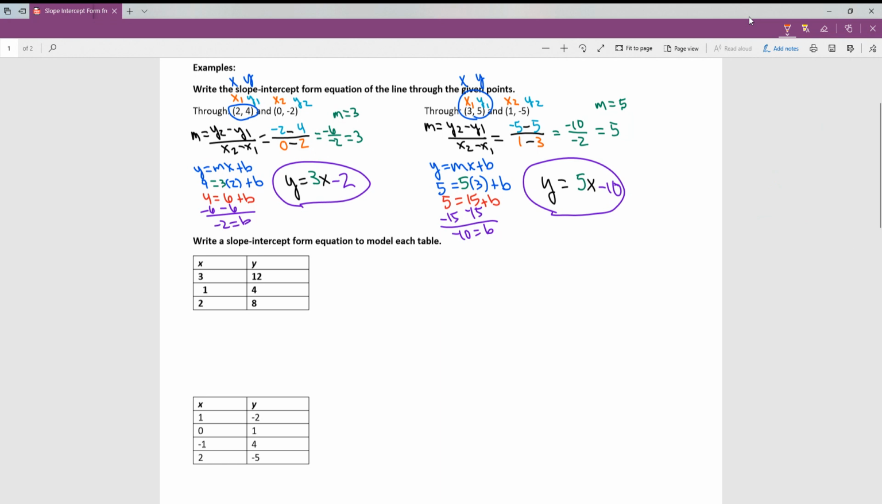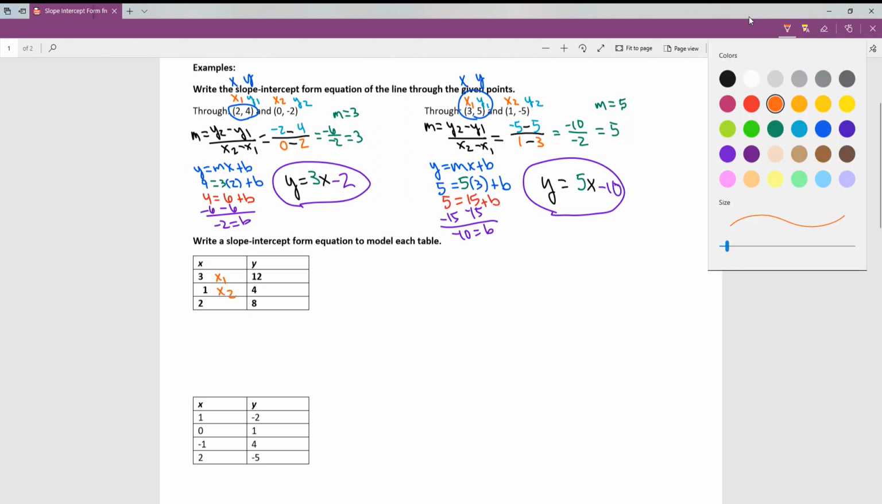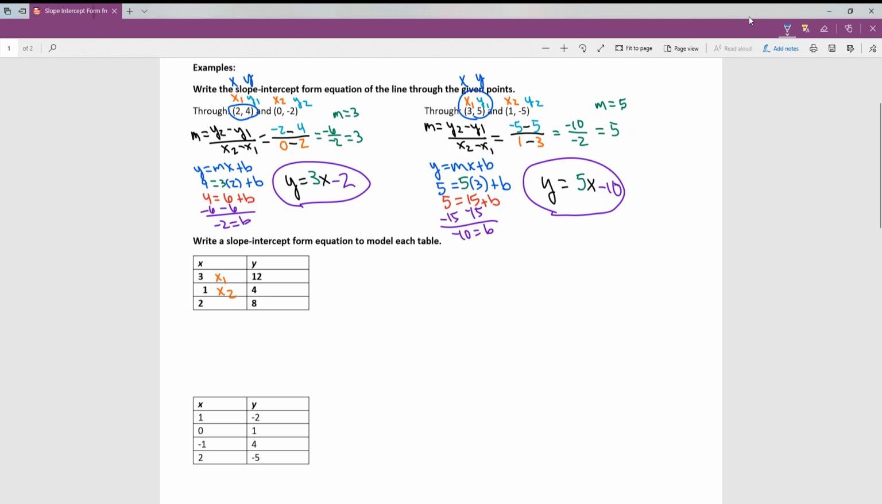So just pick your 2 favorites. I am going to pick the first point and the second. So the first row is the first point, the second row is the second point. That means x1 is 3, x2 is 1, which means y1 is 12, and y2 is 4. We're going to still start by finding m using our slope formula. So I'm probably getting pretty good at this by now.